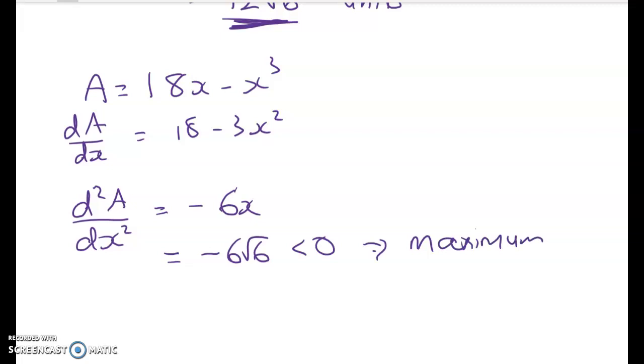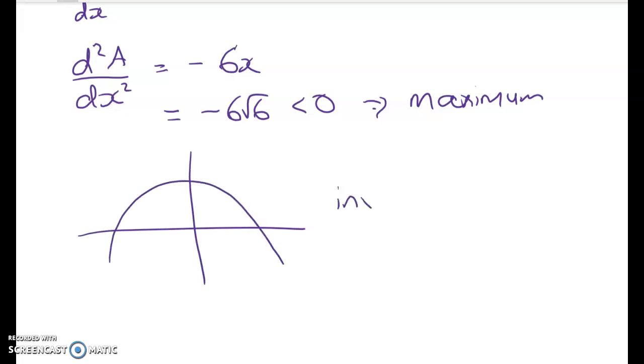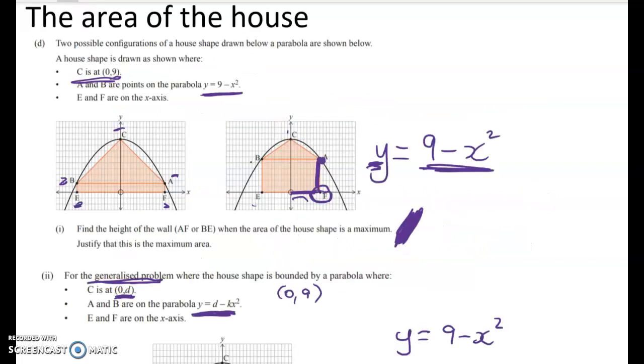But the other perfectly legitimate way to describe why it's a maximum is to point out that we've got an inverted parabola, or an upside down parabola. So the only turning point is a maximum. Okay, so just like we've done all along, where we say, oh, it's because of the shape of the curve. The turning point must be a maximum. So that's the first part of the question done, and that's already taken me 13 minutes.